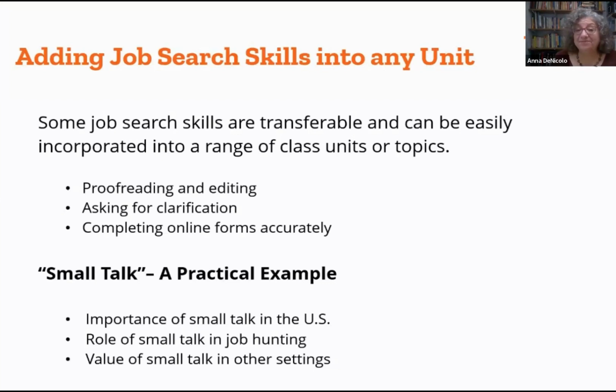Let's talk about small talk. Of course, small talk is very, very important in just about any situation where you're dealing with other people in the US. So it's an easy topic to add to a unit on health, on education, on family. It's essential to the job hunt process. Small talk is really important in job fairs, at the start of a job interview, and as well as in networking. Next slide.